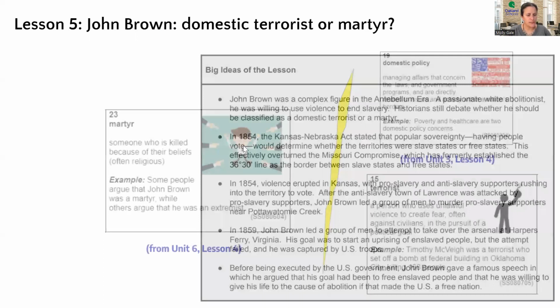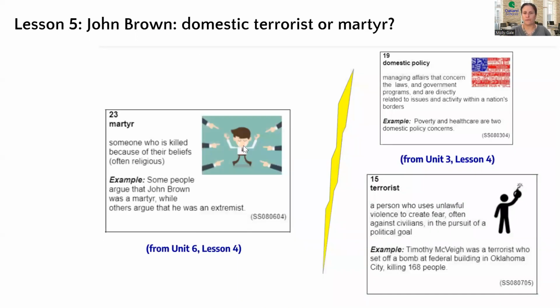So students start this lesson by, first of all, coming back to the compelling question for the unit and reflecting on what they know so far about it. Then they are introduced to the lesson question. But the framing is thinking about it that this is a question that historians are still debating. So this is still a question historians are taking up. Was John Brown a domestic terrorist, or was he a martyr?